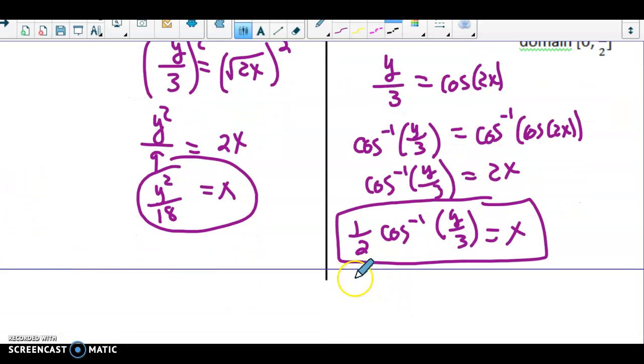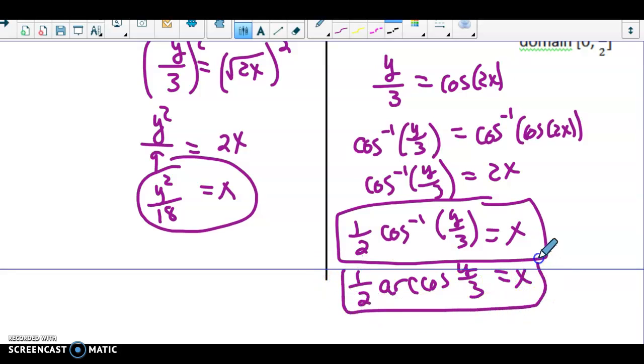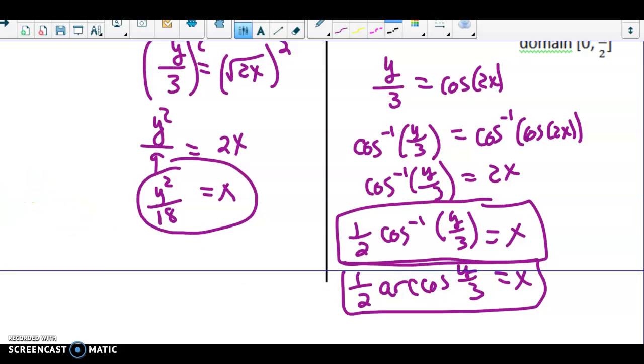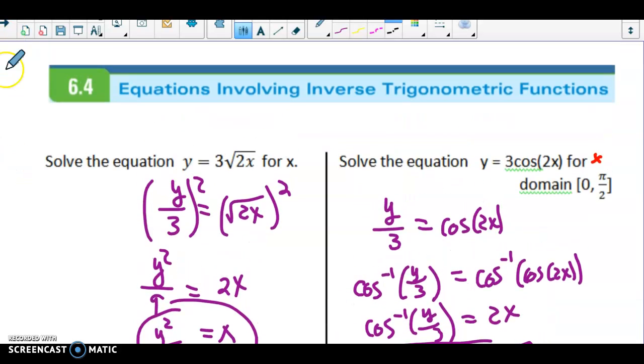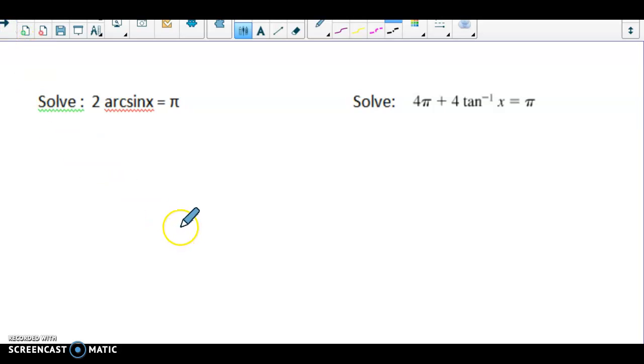Again, you might see that as 1/2 arc cosine of y over 3. Sometimes people write it like that. Either one. I tend towards the cosine inverse because that's what I see on the calculator. All right, that's the difference here. I just want you to see the parallels between algebra and the trig.